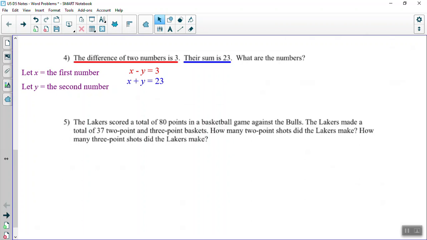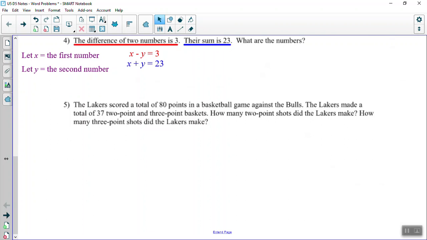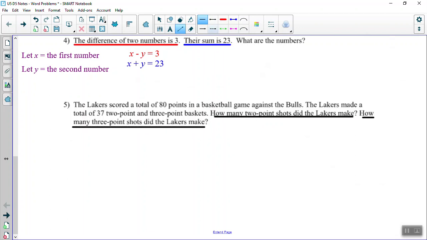Okay? All right, and then let's look at number 5. The Lakers scored a total of 80 points in a basketball game against the Bulls. The Lakers made a total of 37 2-point and 3-point baskets. How many 2-point shots did the Lakers make? How many 3-point shots did the Lakers make? So again, let's start with our question. We have 2 questions. How many 2-point shots did the Lakers make? And how many 3-point shots did the Lakers make?